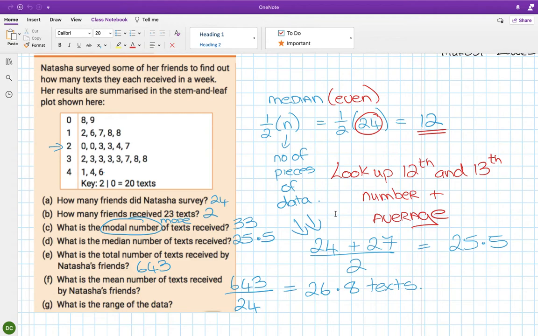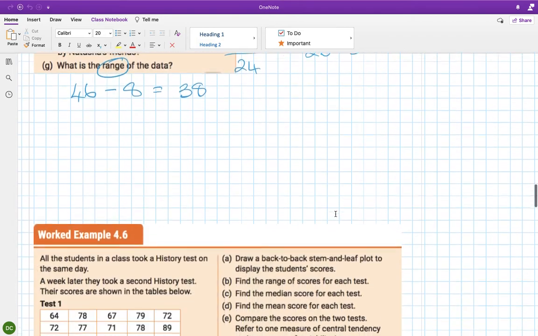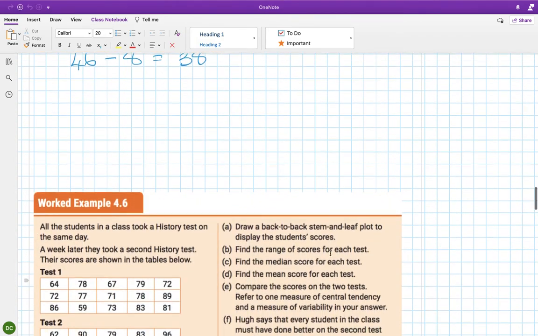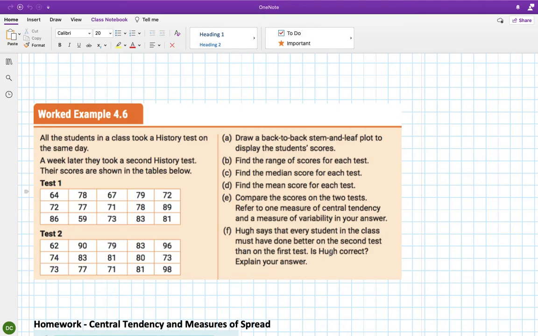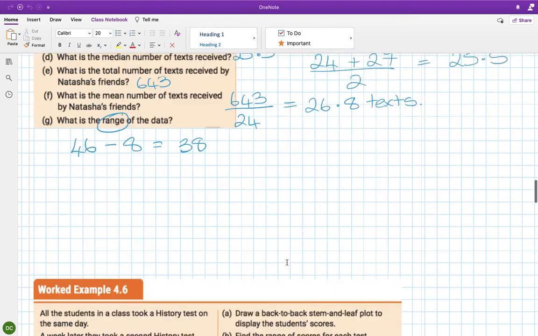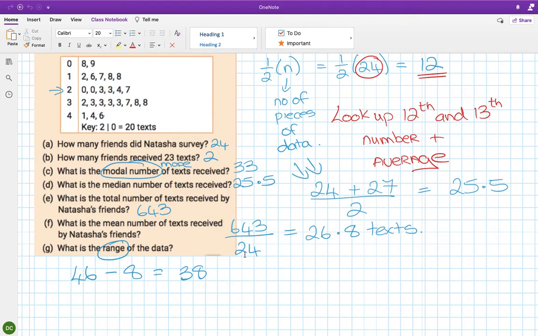And then what is the range of the data? To do the range, you do the highest minus the lowest. The highest number of texts received by any of Natasha's friends was 46. The lowest was 8, so we just subtract them. 46 minus 8, 38 is the range. So that's a little recap on mean, mode, and median, and then a bit of work on range, which is quite straightforward.